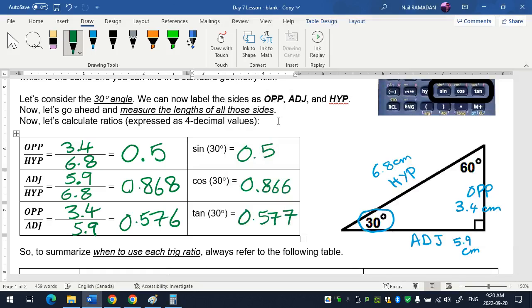So 0.577. We could have got all of these without measuring. Without measuring opposite or hypotenuse or adjacent. I just needed to know the what? From now on, all you need to apply trigonometry is that you just need to know the angle. Either this one or this one, depending on which one you want to choose.